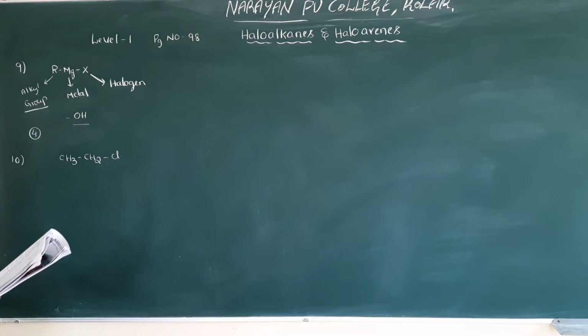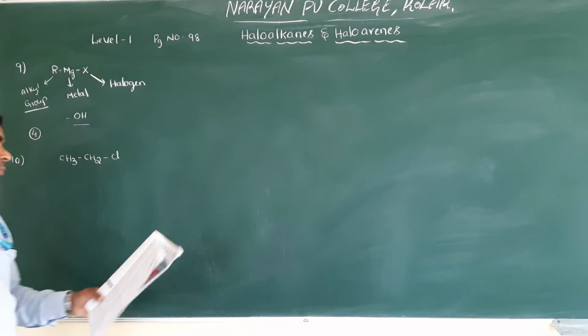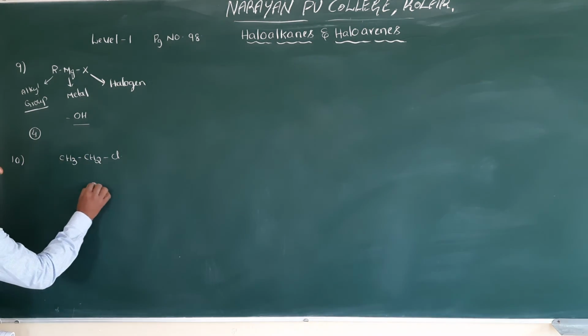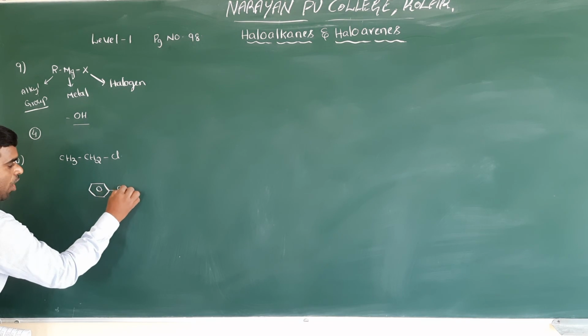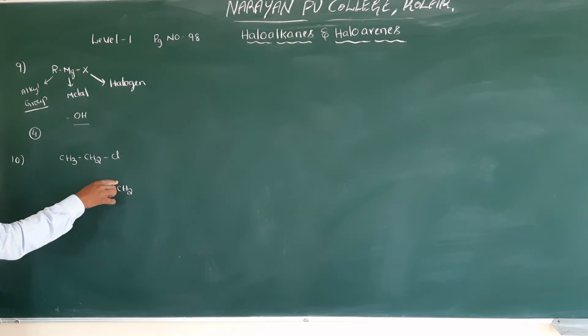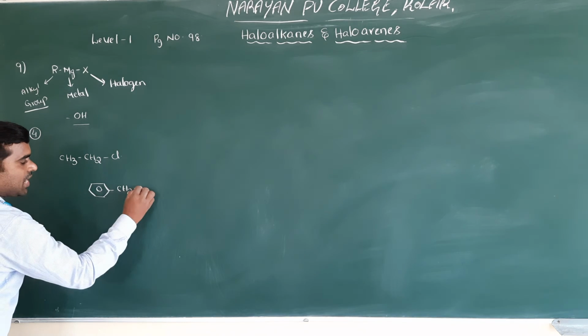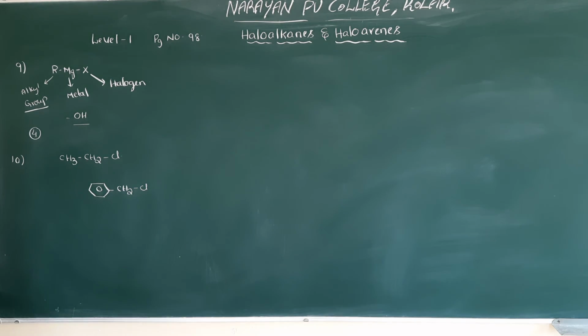CH3CH2Cl, and it is being compared with benzyl chloride. What is the benzyl chloride formula? You already know this. On the benzene ring, CH2 is there. The sp3 carbon on the benzene ring we call a benzylic carbon. If chlorine is added to the benzylic carbon, we call it benzyl chloride. Now we have to compare the reactivity of these two.